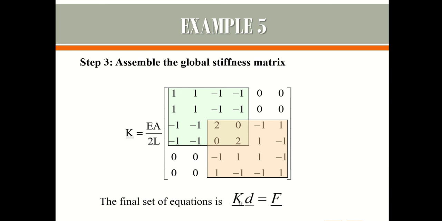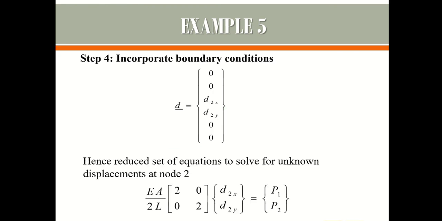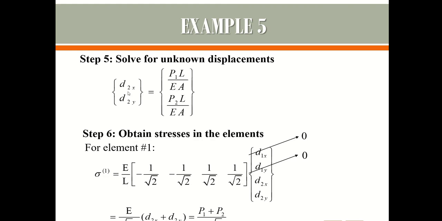Using our free body diagram, we know displacement at node 1 and 3 is 0, and we can find force and displacement for node 2. So we are only left with d2x and d2y. And then we know the force at node 2 is P1, P2. So we can solve this to get d2x and d2y. We solve it and got this.